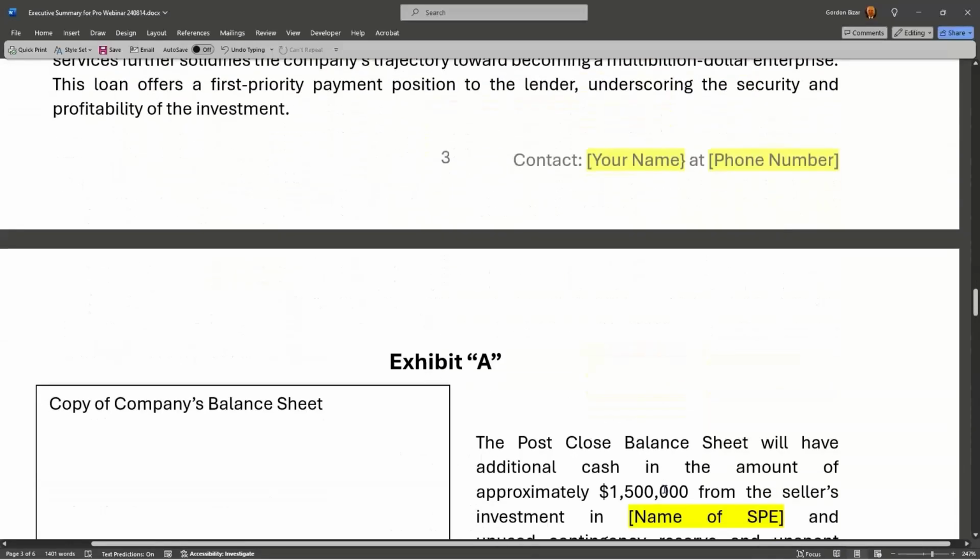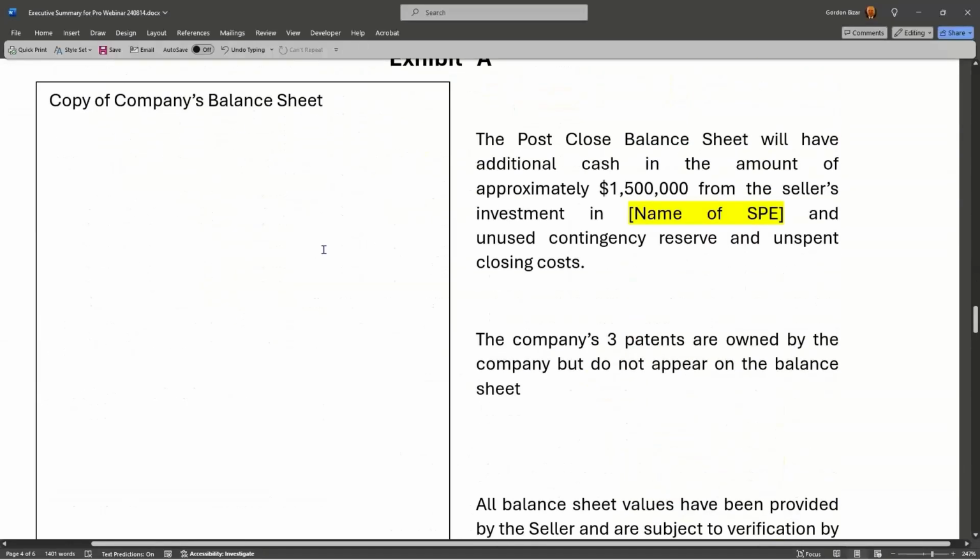And we've already alluded to them all, so you'll now just see them here. A company balance sheet goes in here, along with a little bit of explanation, and then it talks about what happens to this balance sheet post-close. The closed balance sheet will have additional cash in the amount of approximately $1,500,000 from the seller's investment in the SPE, an unused contingency reserve, and unspent closing costs. So in our use of funds, which you'll see in a moment, we had contingency reserves and unspent closing costs, because we want to have more money available to us than we need to do this deal. That also shows the lender that you are a sophisticated buyer. You don't ask for exactly what you need. You ask for more than what you need.